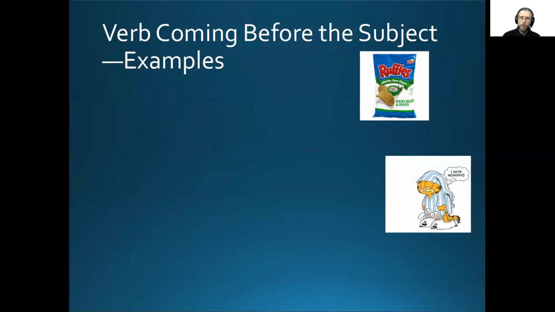Other examples of verbs coming before the subject. Is there any chips? The verb to be, is, comes before the subject, but it's been conjugated incorrectly. The correct version of that sentence would be, are there any chips? Make sure that you look for the subject and see if it truly matches the verb, whether the verb comes before the subject or after the subject.